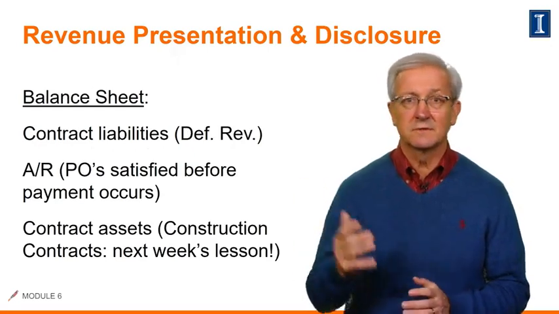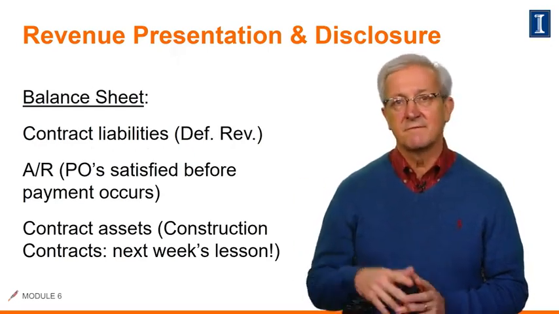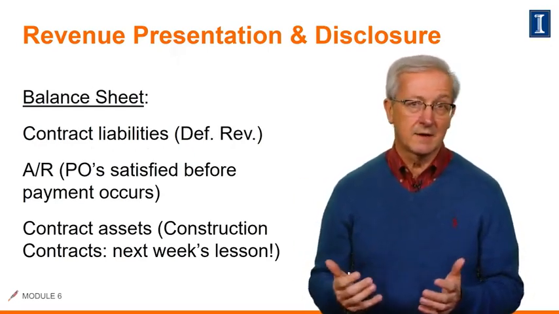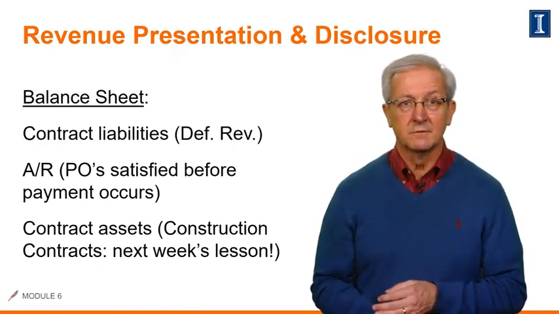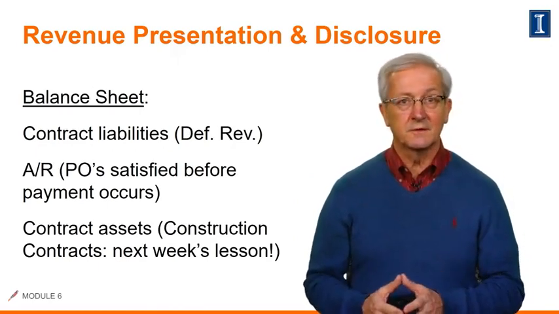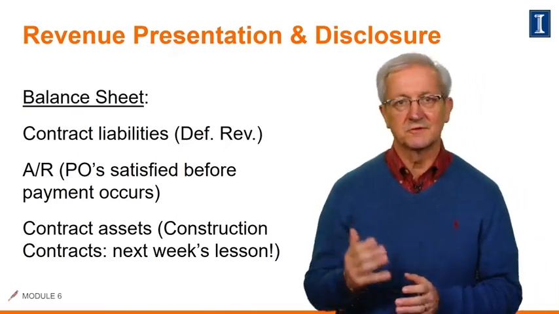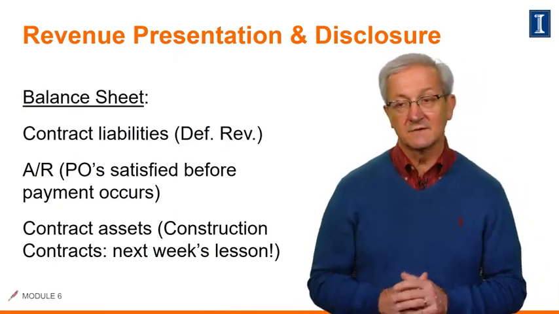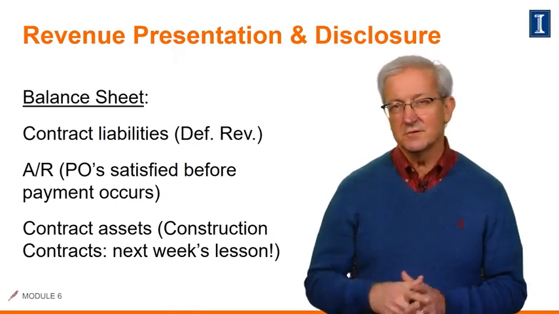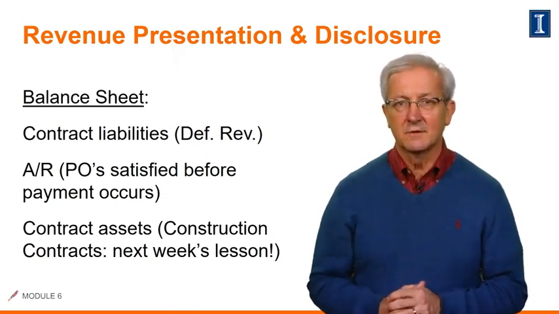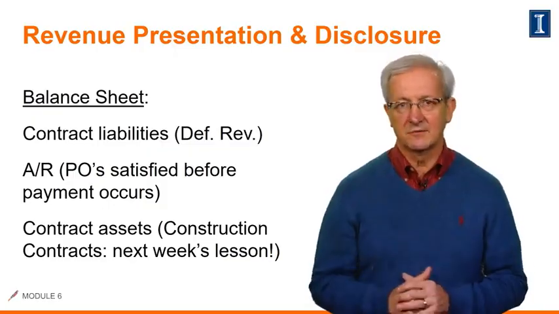And lastly, in regards to the balance sheet, we would have the following items related to revenue. Contract liabilities, such as deferred or unearned revenue. Receivables, the POs that are satisfied before the payment occurs, which is very typical; we'd book a receivable for that case. And lastly, the contractual assets. These are your long-term construction contracts, which we're going to cover actually in more detail in next week's lesson.